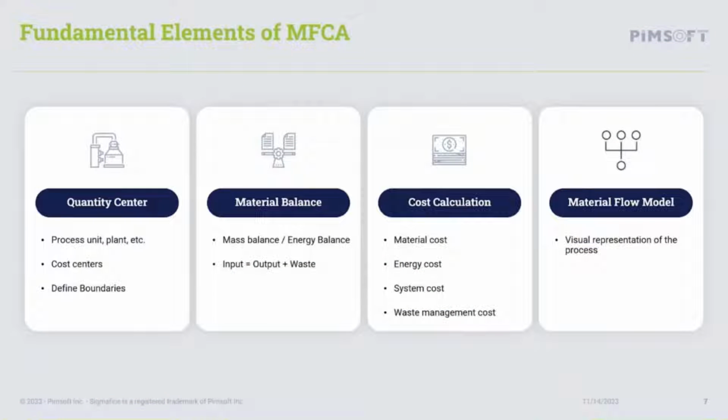Let's see the fundamental elements of MFCA. The quantity center is typically one or multiple process units. The center can be either a physical or a logical entity at which the material balance will be calculated both in physical and monetary units. One quantity center can include either a single process or multiple processes, depending on the amount of the material losses identified at the unit of production.